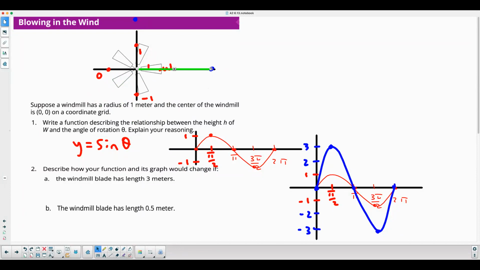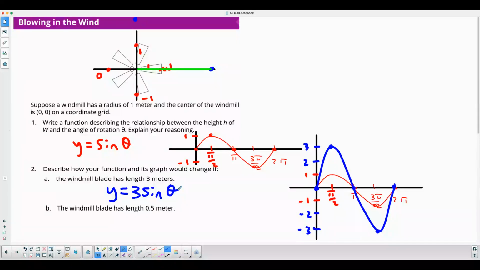Okay, so you can kind of see on my blue graph over here on the right that at 0 radians, we start at 0. Pi over 2, we're up to 3. Pi, we're at 0. 3 pi over 2, we're down at -3, and then we finish at 2 pi. All right, so I need to multiply all the y's by 3, so I'm going to call that y equals 3 sine of theta.